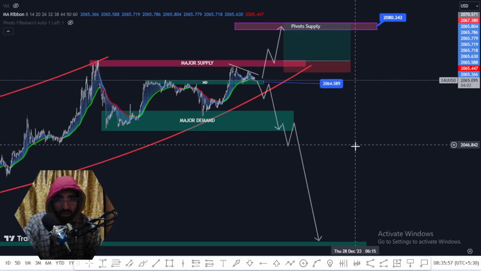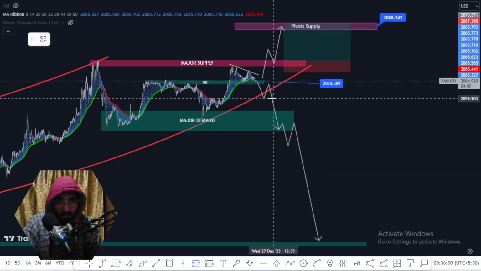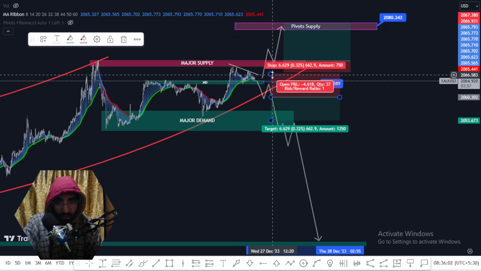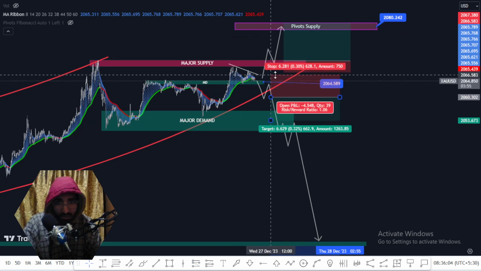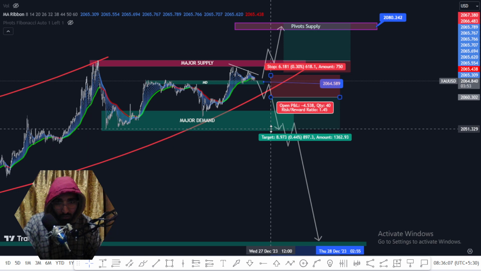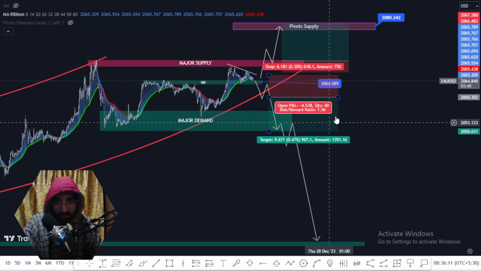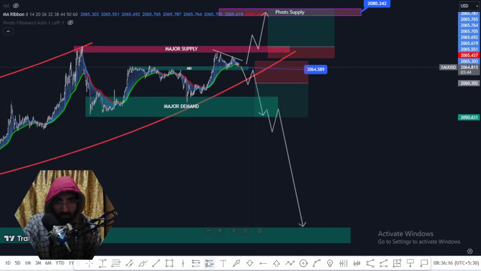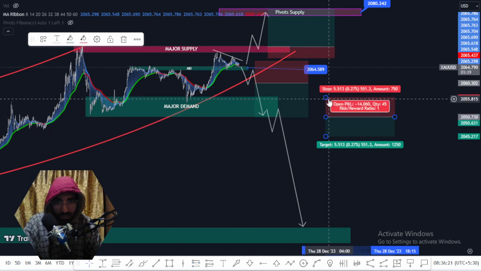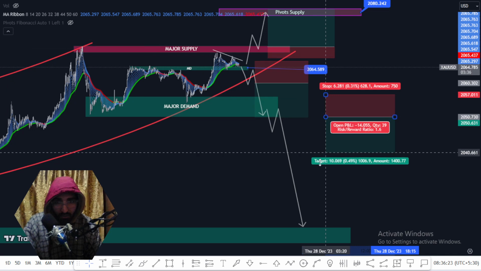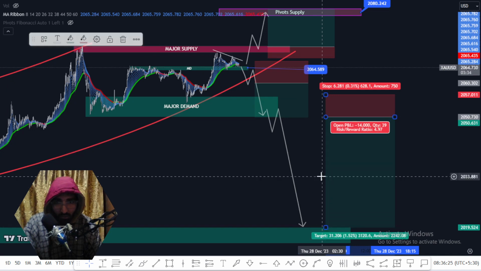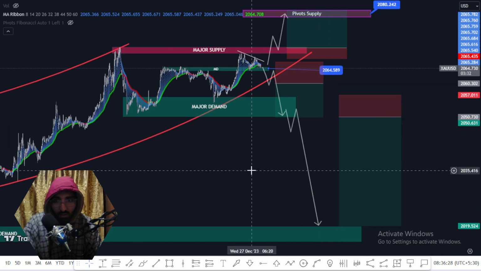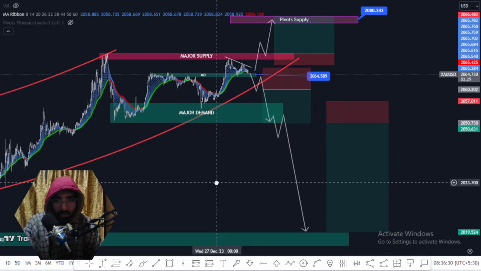I have discussed everything with you guys. For the short, put your SL above this level, and you can get this level of trade, but the risk to reward ratio will be very small. But if you enter after the breakout of this major demand and after the SL, you can get a good decent risk to reward ratio. But this will not be a scalp trade. It will take a little bit of time to hit.